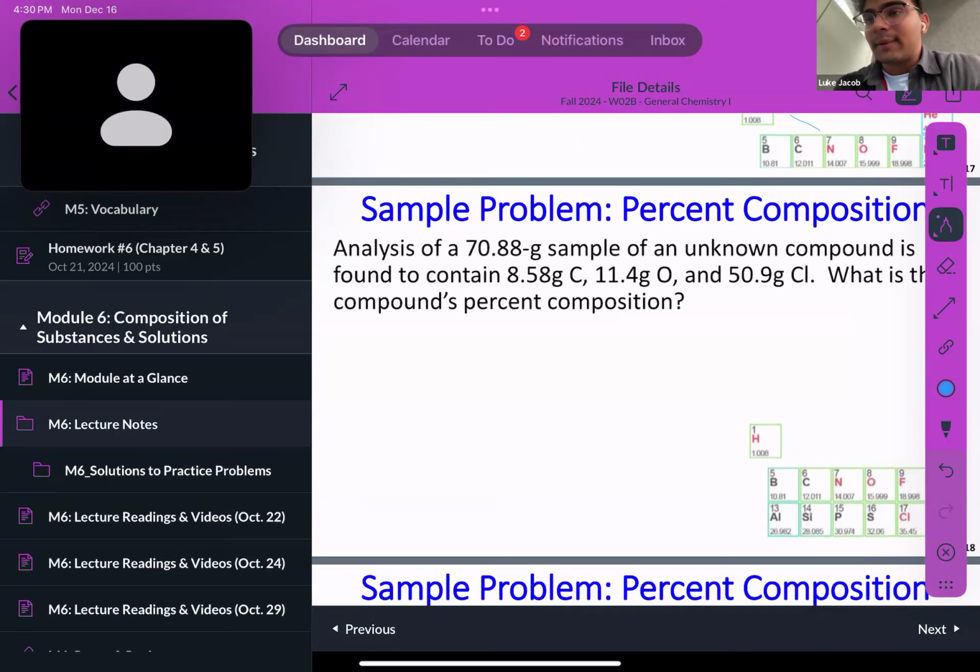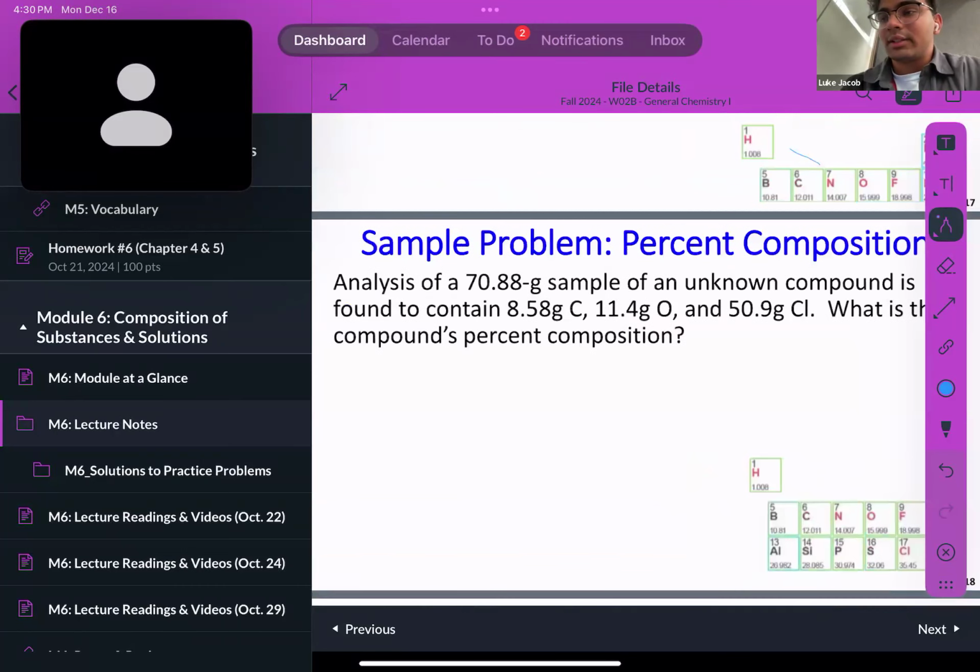What is this compound's percent composition? All you have to do is take part over whole, right? And multiply that by 100. So there's 50.9 grams of chlorine in this gram of substance, so this is the mass percent of chlorine. That's the percent composition of chlorine within this unknown compound. You take this part and put it over this whole, and then you get the mass percent of oxygen in the compound.